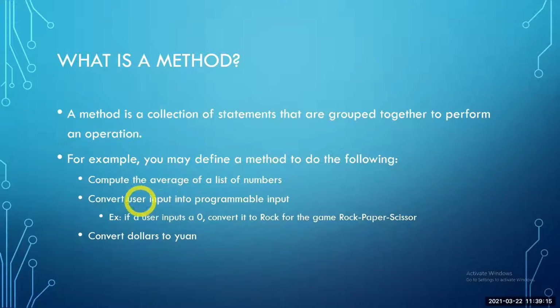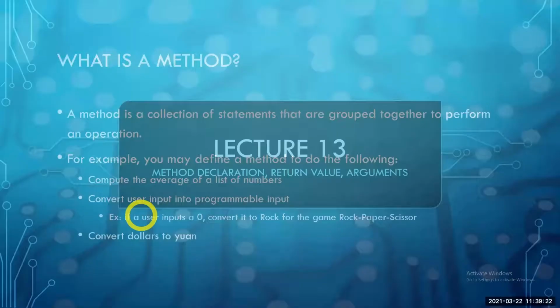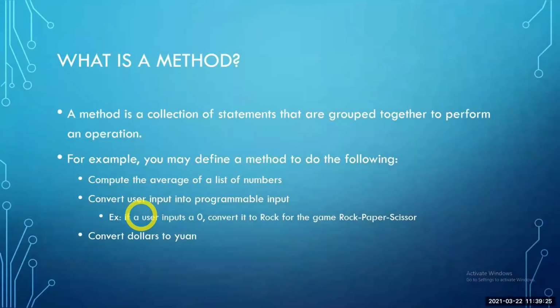Or you want a method to convert user input into your program. So for example, we have a program where we're playing rock, paper, scissors. Well, we want our method to take a 0 and convert that to a rock. We want a method that takes a 1 and converts that 1 into a paper so that we can play our rock, paper, scissors game. Or you might create a method that converts USD, or the dollar, to yuans, right? Whatever it may be.